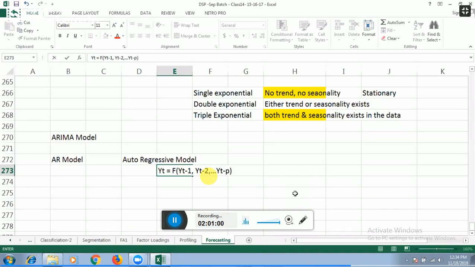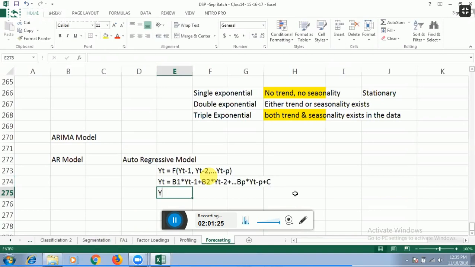So I don't know how many previous values. I'm assuming that my current value is a function of past p values. So if this is the case, what I'm saying is this is nothing but beta 1 times yt minus 1 plus beta 2 times yt minus 2, and so on, beta p times yt minus p, plus constant.